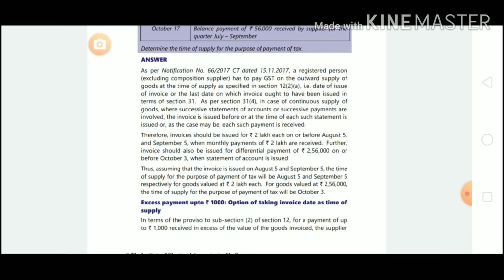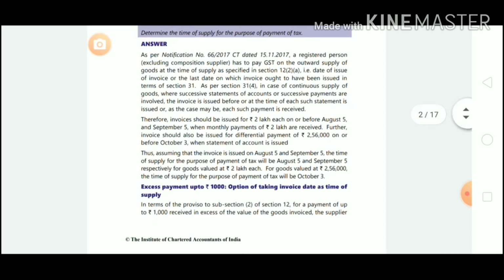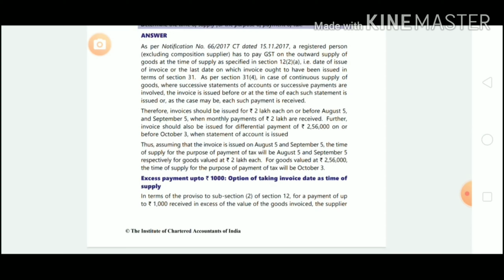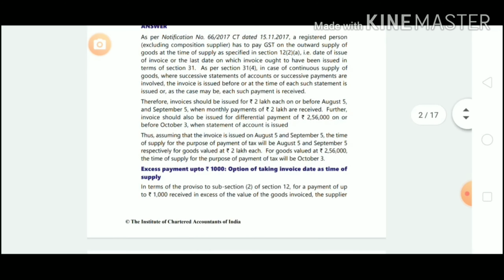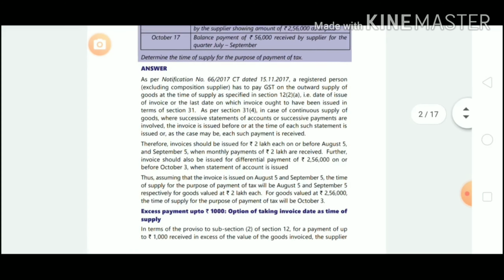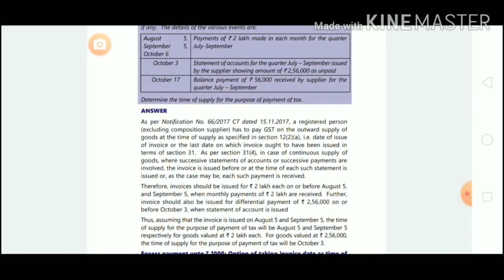Further, invoice should also be issued for differential payment of 2,56,000 on or before October 3 when statement of account is issued. Thus, assuming that the invoice is issued on August 5th and September 5th, the time of supply for the purpose of payment of tax will be August 5th and September 5th respectively for goods valued at rupees 2 lakhs each. For goods valued at 2,56,000, the time of supply for the purpose of payment of tax will be October 3rd, that is date of issue of statement.